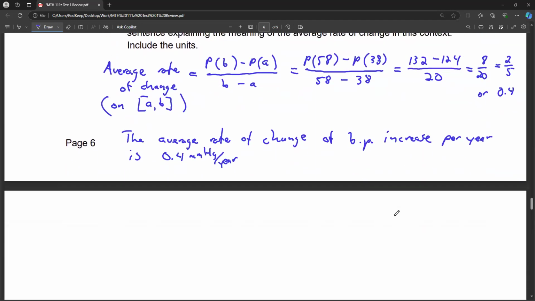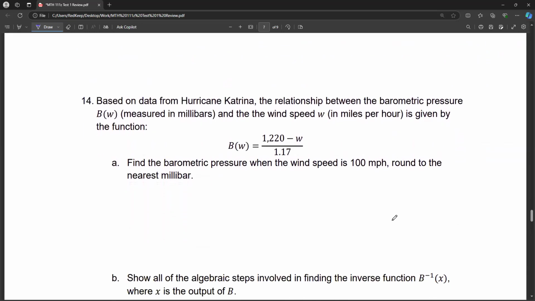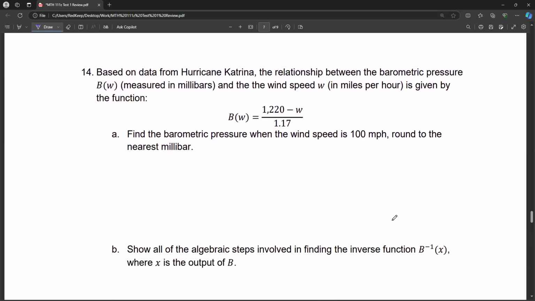Okay, so moving on to question 14. Okay, and it's another story problem to finish things off. And so they give us this, looks like based on data from a hurricane, the relationship between the barometric pressure, B of W, measured in millibars, and the wind speed, W, measured, it looks like in miles per hour, is given by this function, B of W, described. And so in part A, they're asking us to find the barometric pressure when the wind speed is 100 miles per hour. And then we're to take that result and round to the nearest millibar, okay?